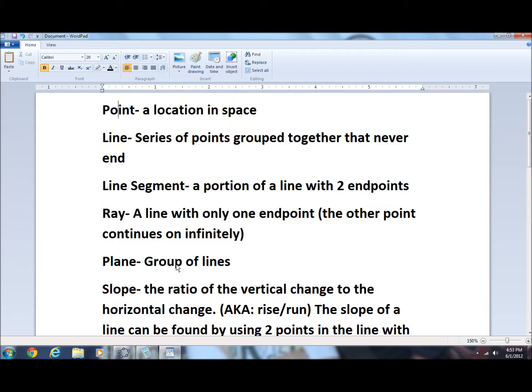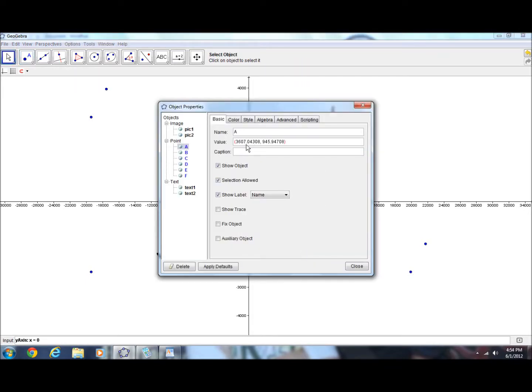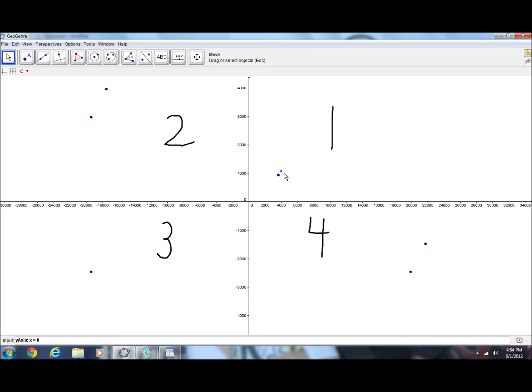Okay, so what's a point? A point is a location in space. So basically, a point can be explained when we put a dot on the Cartesian plane. This point has coordinates being 3607.04308 being x, 945.94708 being y. So that's basically what a point is, a location in space. Or, in our case, a location on the Cartesian plane.